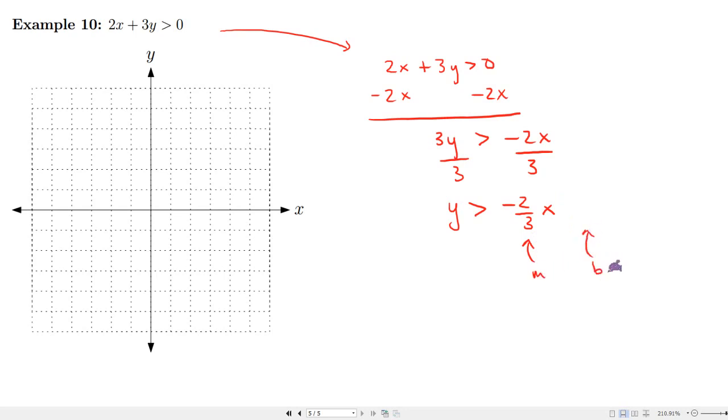Your b is 0. So we're going through the origin. Slope is negative 2/3, so the rise is negative 2. The run is positive 3, kind of like the previous example, actually. And this is, again, a dotted line. And what do we have? Y is greater than this, so this is going to be up here.